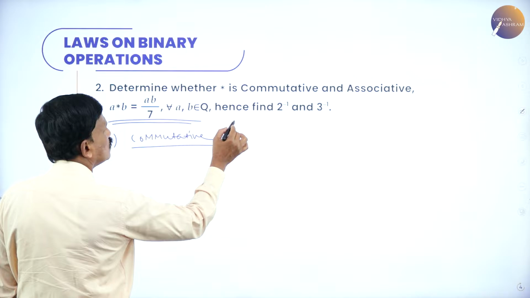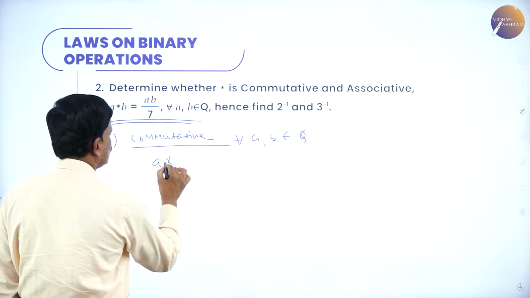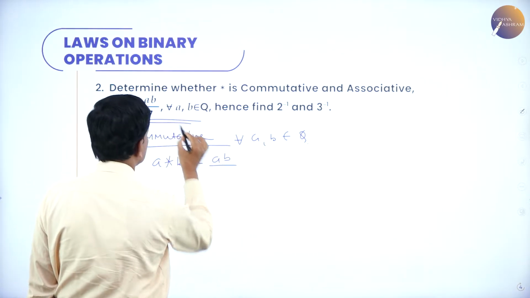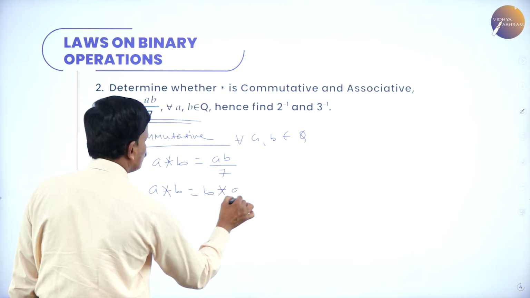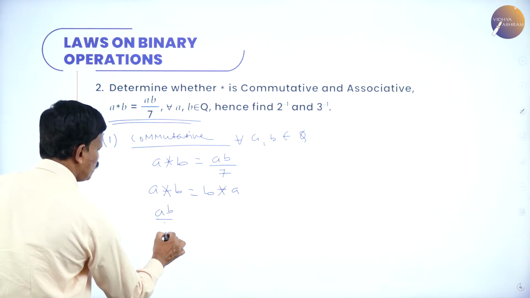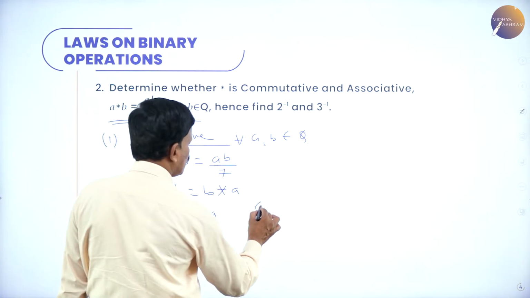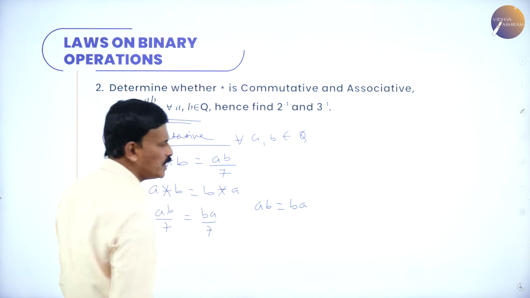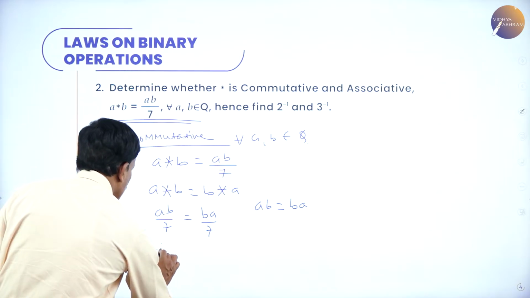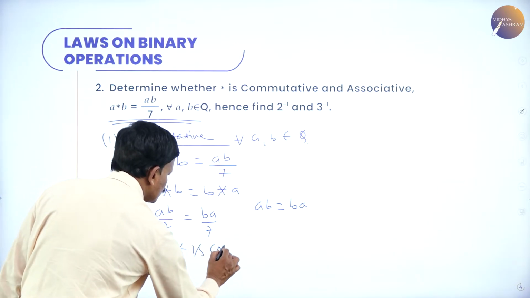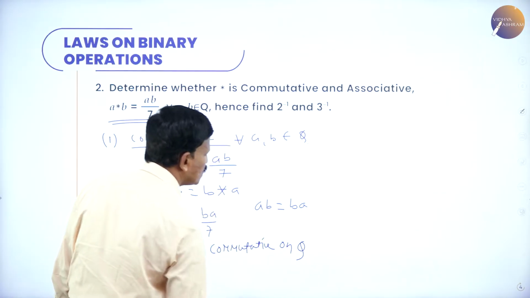Commutative law. What is given? For all a, b belongs to Q, a star b is equal to ab divided by 7. Now, what is the commutative property? a star b is equal to b star a. Now a star b is nothing but ab by 7, and b star a is nothing but ba by 7. Since you know that multiplication a into b is equal to b into a, commutative, ab by 7 is also equal to ba by 7. So therefore star is commutative on Q.